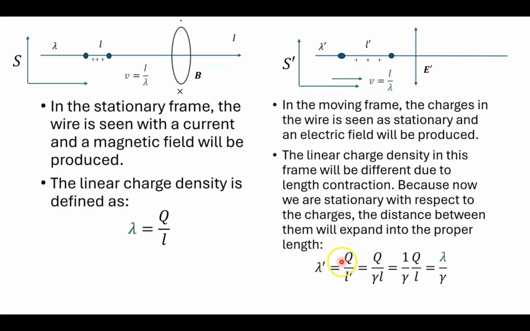So if we want to find the charge density in this moving frame, we look at the number of charges in it, which is 3 charges, divided by this expanded length. And from the length contraction formula, the proper length is equal to the contracted length viewed in the stationary frame times the Lorentz factor. We can move the gamma out of the fraction and see this thing is just the original lambda. So the new lambda is the original lambda divided by gamma.